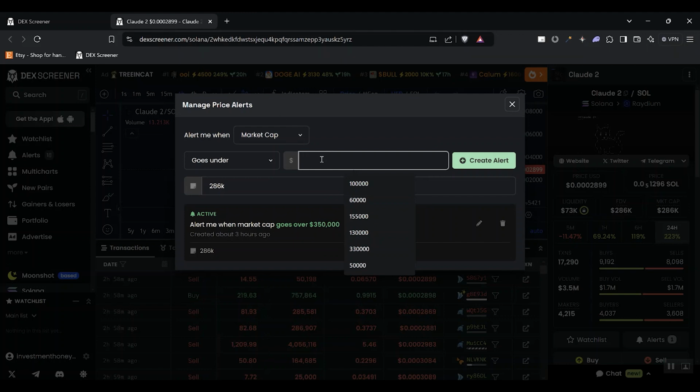With that being said, I think this is going to retrace pretty hard in my personal opinion. So I'm going to go to 230.